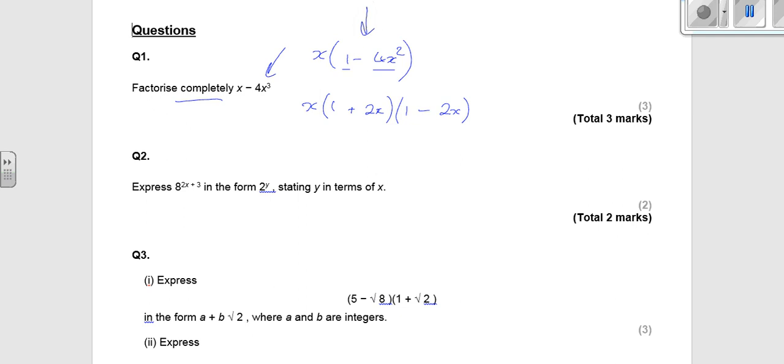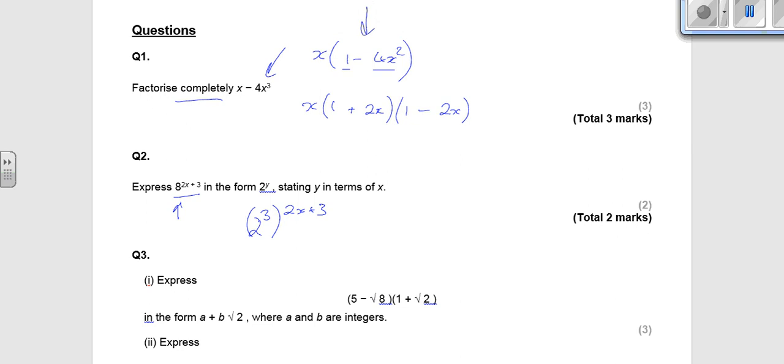Next question. The next question was one that wasn't done perfectly. You've got 8 to the power of 2x plus 3. And you've got to put that in the form 2 to the power of something. So the first thing we notice here is that 8 is the same as 2 to the power of 3. So instead of saying 8 to the power of 2x plus 3, we can say 2 to the power of 3 to the power of 2x plus 3.